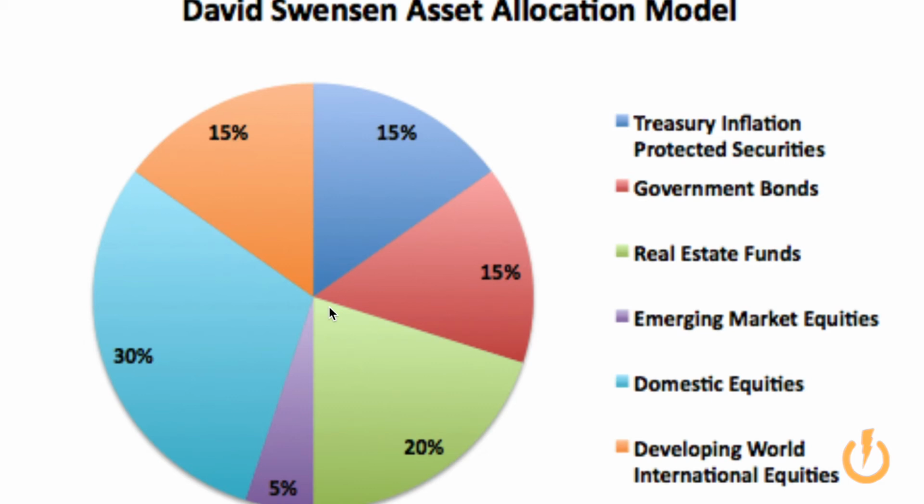For those of you who don't know David Swenson, he manages Yale's portfolio, and he's been responsible for 16% growth year over year, where normally you can expect an 8% return on your investments. He's been doubling that year over year since I believe 1992. So this is how his asset classes are broken down. 30% are in domestic equities, 20% in real estate, 15% in government bonds, another 15% in developed world international equities, the last 15% in treasury inflation protected securities, and the final 5% in emerging market equities, which of course equals 100%.